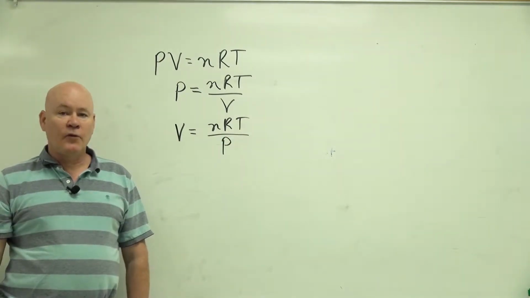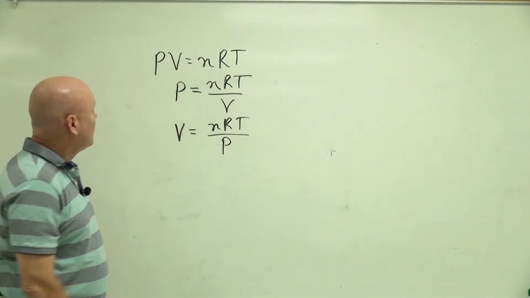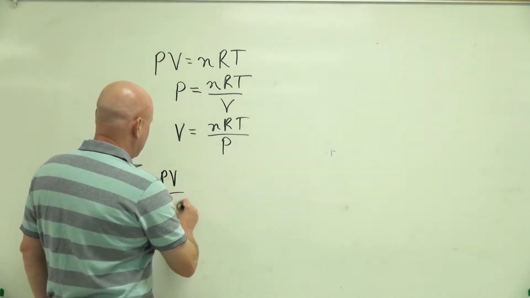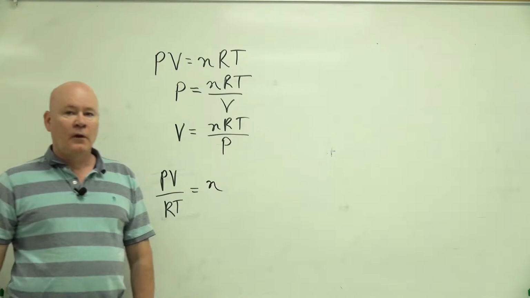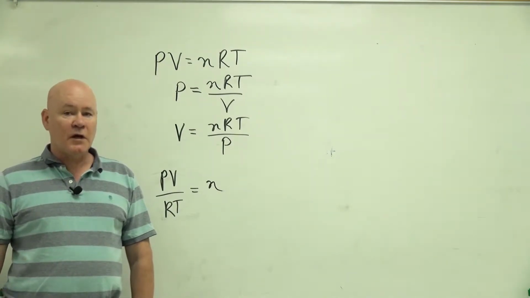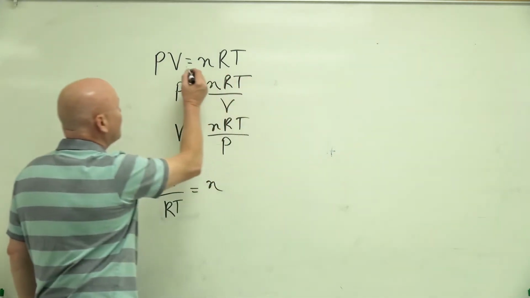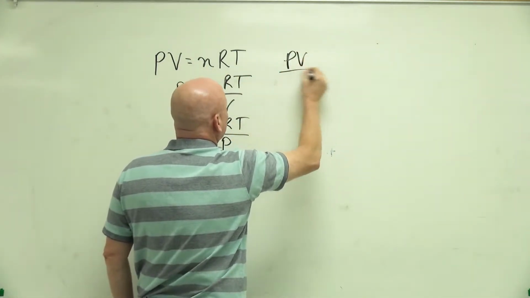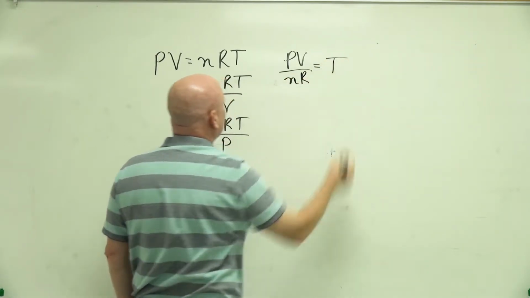And what if I'm looking for the number of moles? Well, then I'd have to divide both sides by RT. And so that would be PV over RT gives me the number of moles. And finally, if I was looking for the temperature, well, I'd have to get temperature by itself. And so I'd divide both sides by nR, and so I get PV over nR equals the temperature.